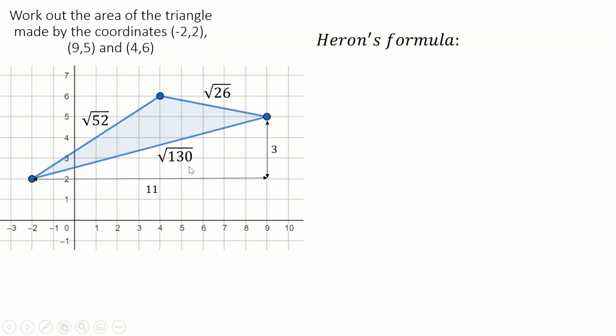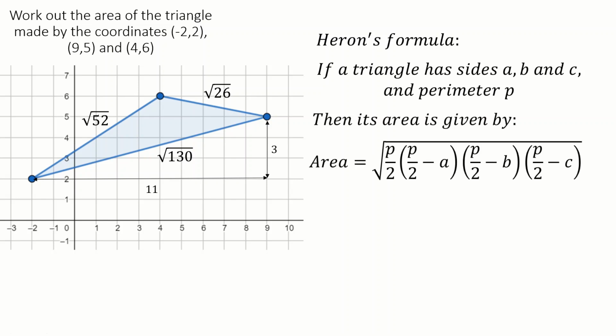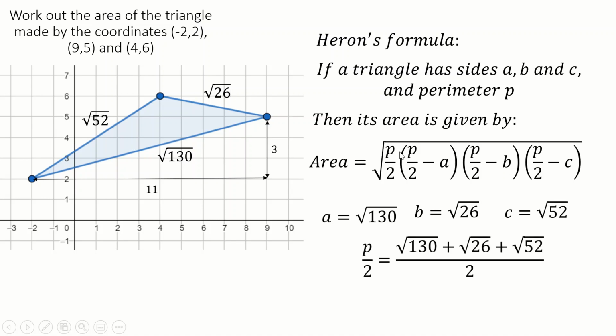And what I'm going to do is use Heron's formula, which again is not a formula that I'd expect many people to know off the top of their heads, but is very useful just to know. If a triangle has sides A, B, and C and perimeter P, then the area is given by this formula here. So okay, well A, B, and C are just root 130, root 26, root 25. P is the perimeter, so that's just the sum of these things. And so P over 2 is just the sum of those things divided by 2.